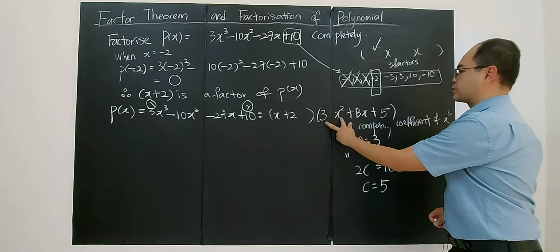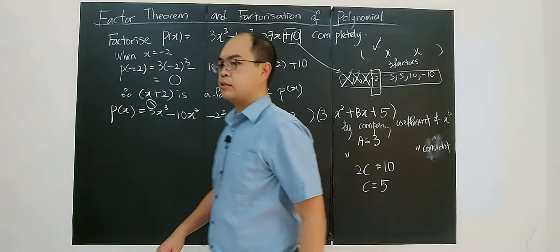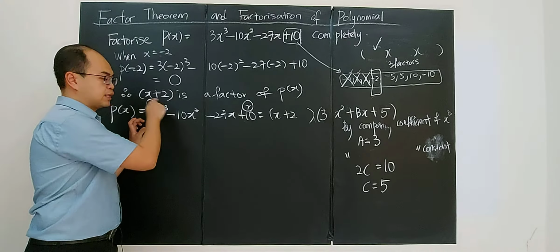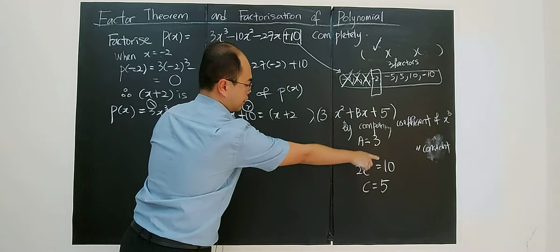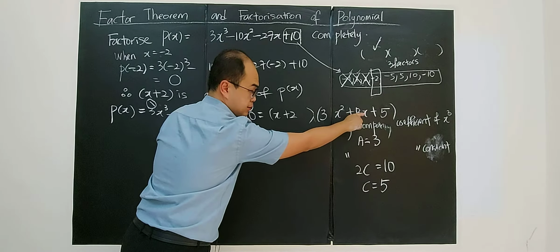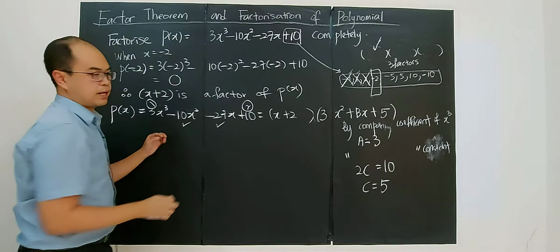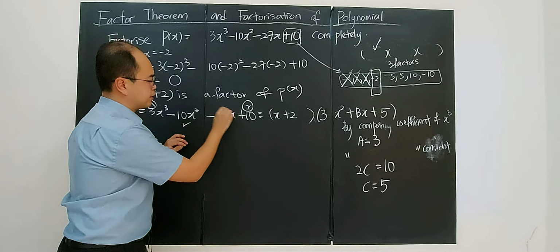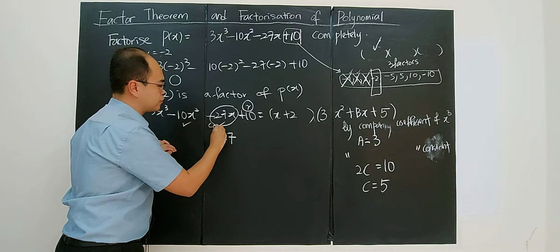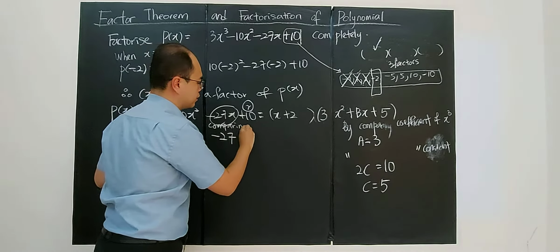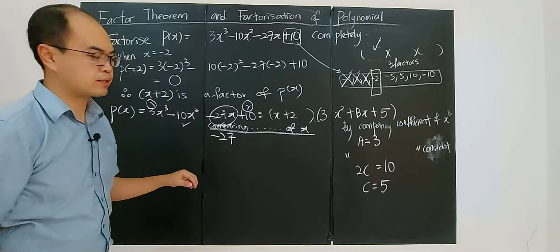Now you know 3x squared plus bx plus 5, but b is what you want to find. Just now you used the leading term to find a and the ending term to find c. For b, you can use either of these 2 terms. This time I pick -27, comparing the coefficient of x.